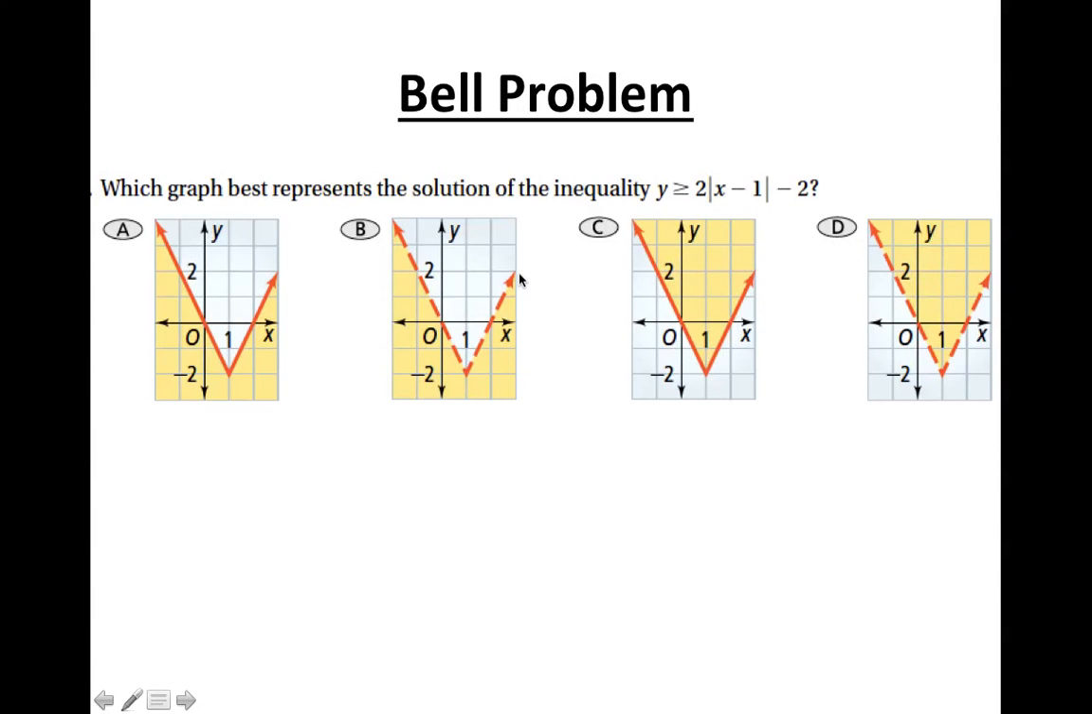This is the Bell problem. Which graph represents the solution of the inequality y is greater than or equal to 2 times the absolute value of x minus 1, minus 2? If you first notice, our inequality is greater than or equal to, so we can already eliminate B and D since they are dashed lines. Remember, if it is equal to, you have a solid line.